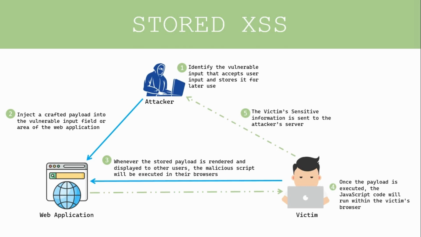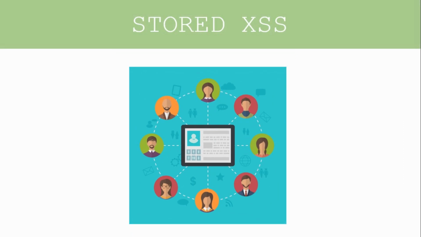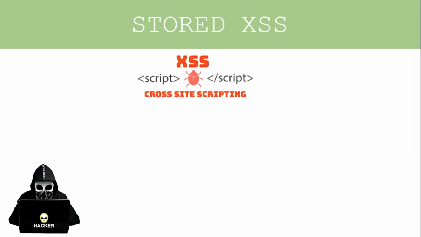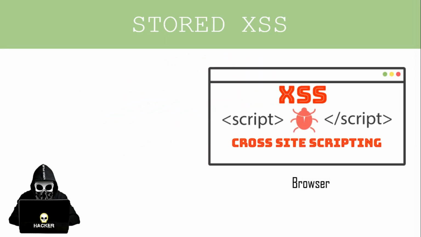Typical targets of persistent XSS flaws are web-based discussion forums, social networking websites, and news websites. Persistent XSS is considered to be more serious than any other XSS flaws, as the attacker's malicious script is injected into the victim's browser automatically. It does not require a phishing attack to lure the user into clicking on a link.